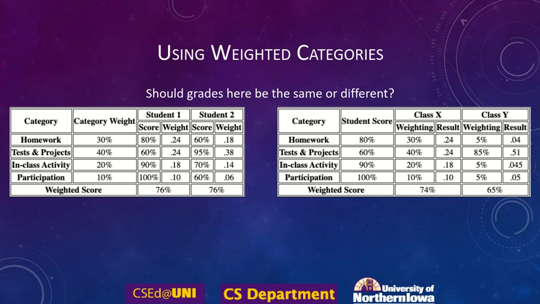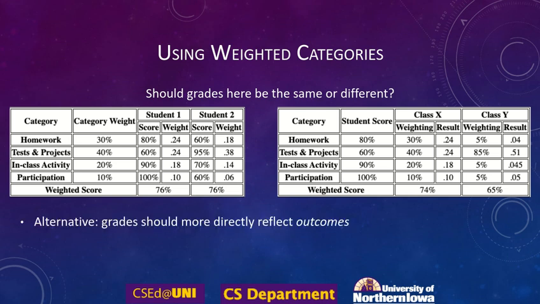On the right-hand side, we see an example where the same student might have gotten the same scores, but just in classes where the instructor weighted things a little bit differently. Again, we ended up with two vastly different scores for the exact same student, exact same performance. These things are, again, highlighting to us the fact that when we use these weighted categories, we introduce this inaccuracy.